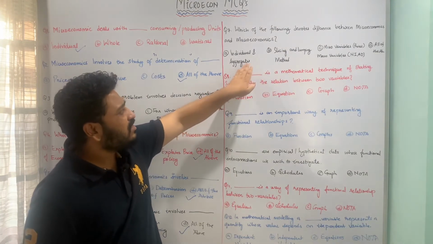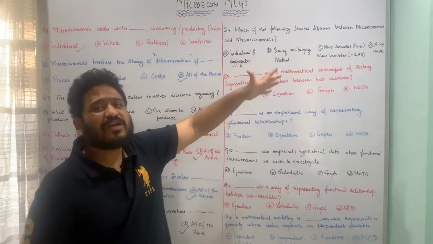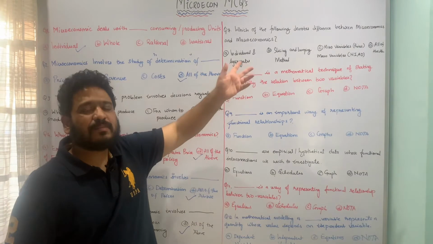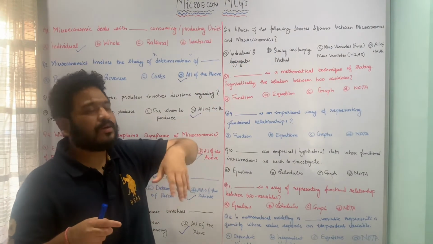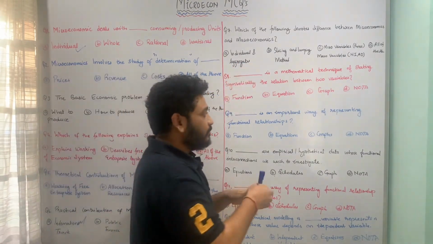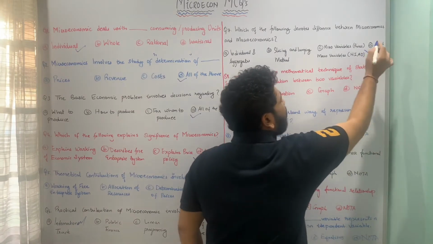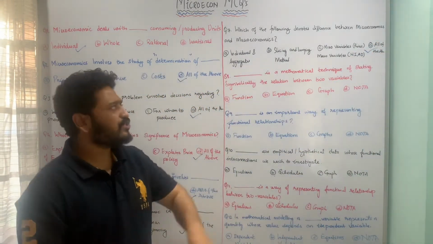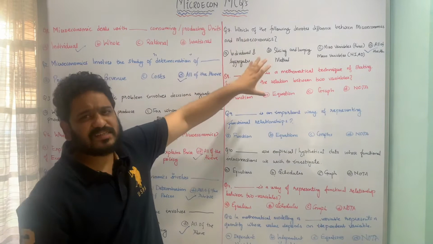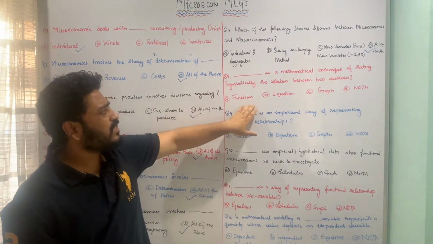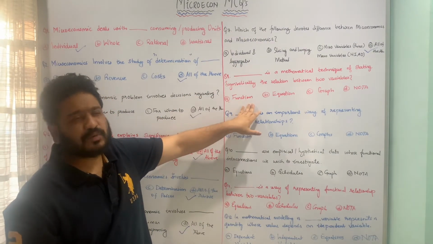So here in a sense all these 3 points are talking about the distinction between microeconomics and macroeconomics, and therefore option D, all of the above, is the correct answer to this particular question. I hope the question is pretty much clear. Let us now move to the next question, which is a definition sort of a question.